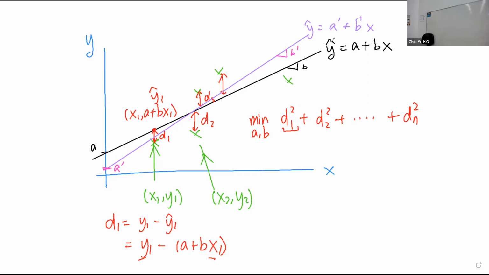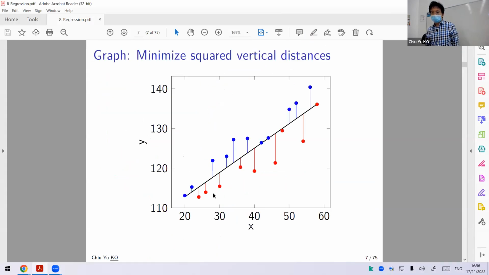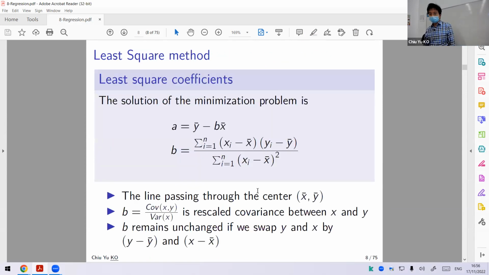So note that all the green are the fixed thing, right? So just make sure the line is minimized, okay? So you try to choose A and B to minimize this, right? So basically just looking at this line so that the sum of the distances, the red and the blue, the square of the distance, is the minimum, okay? So that is minimizing the vertical distance, okay?